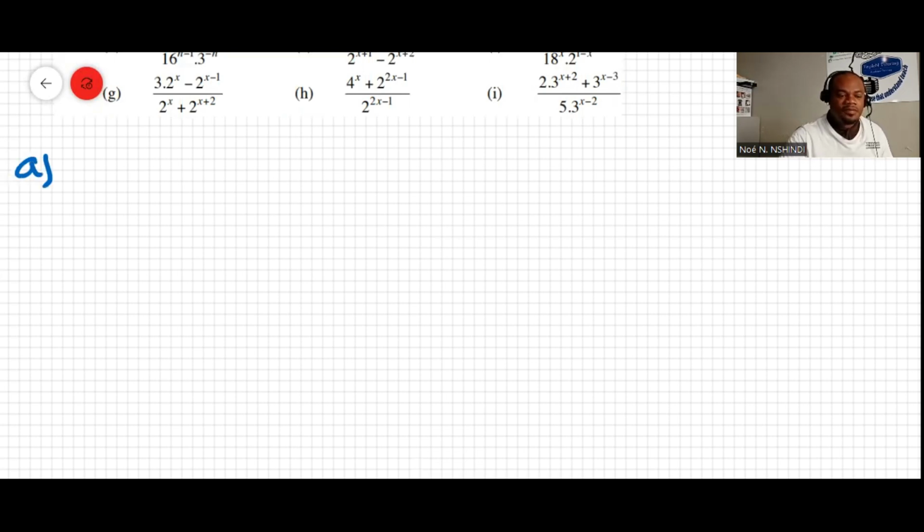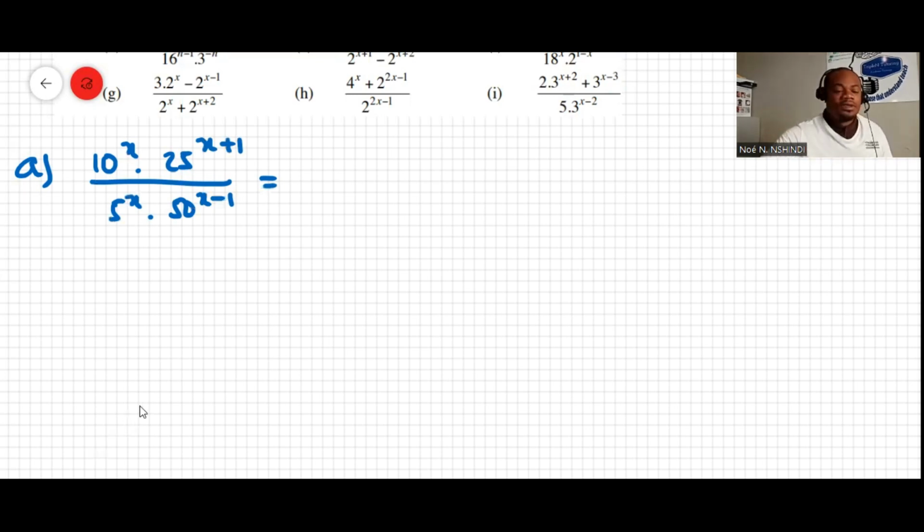Question A is 10 to the x multiplied by 25 to the x plus 1, all over 5 to the x multiplied by 50 to the x minus 1. Now the idea here is that we're going to first write the numbers that we have here in terms of the prime factors, okay?